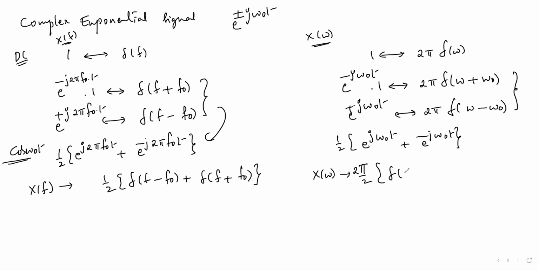So that it is delta of omega minus omega naught plus delta of omega plus omega naught. Of course, the 2 gets cancelled in omega analysis. So we got both in F analysis and omega analysis the Fourier transform of the cos omega naught t signal. Here there is no u of t; cos omega naught t u of t is not there.